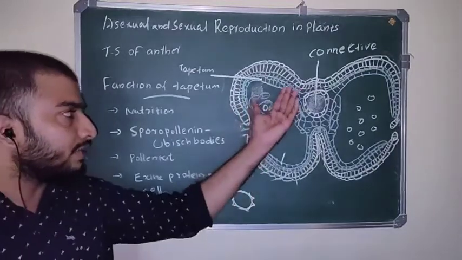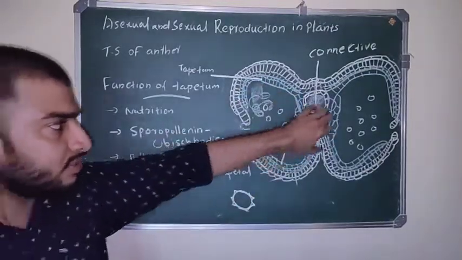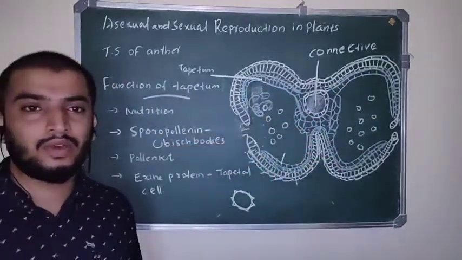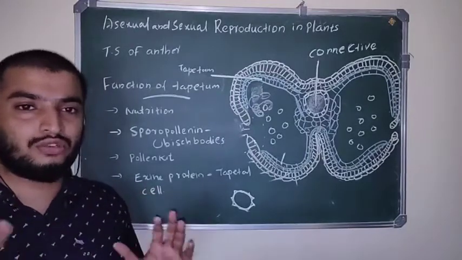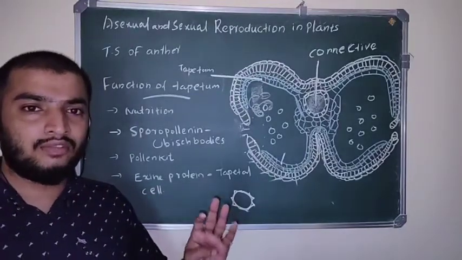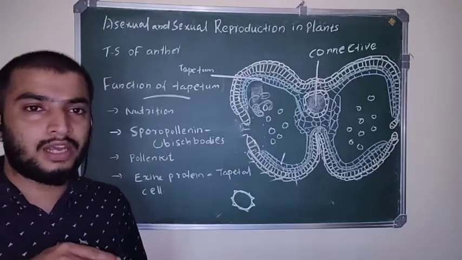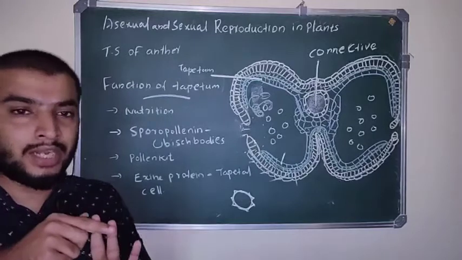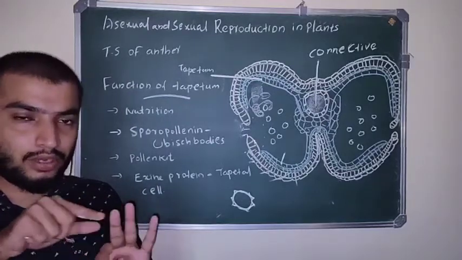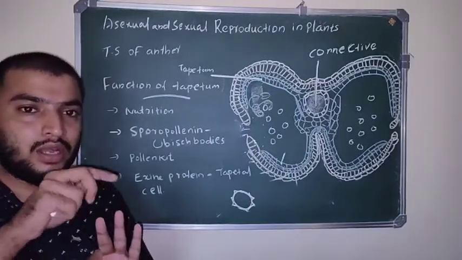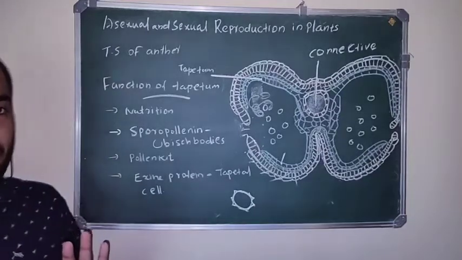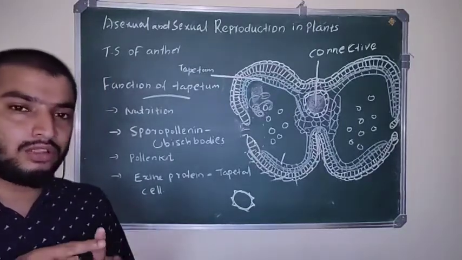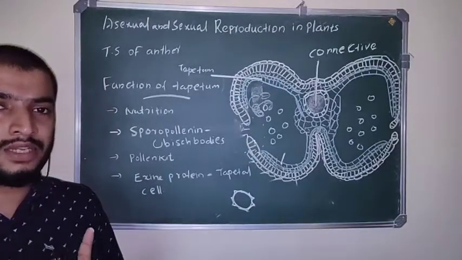Then the anther lobes and anther cavities. Inside these anther cavities, pollen grains are present. So this is about the transverse section of the anther. We studied that the anther has 4 layers: the epidermis, the outer layer, then the second layer endothecium, then the third layer the middle layer. These 3 layers give protection and also help in dehiscence of the anther for the release of pollen grains. Then the fourth layer, the innermost layer tapetum, helps in nutrition.